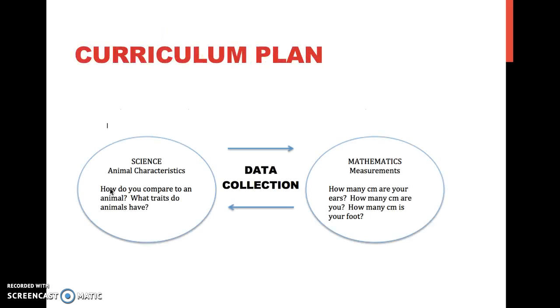Here's the curriculum plan I created. So in mathematics, how many centimeters are your ears, how many centimeters are you, and how many centimeters is your foot are the things the students will be gathering. And then in science, how do you compare to those animals and what type of traits do animals have?